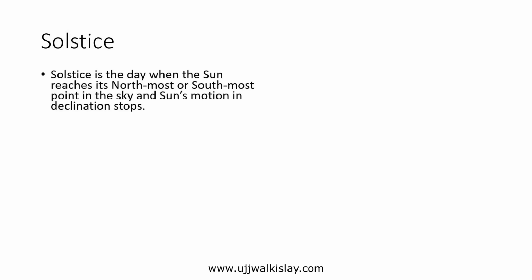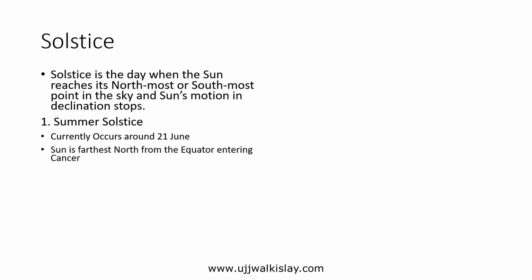Solstice. Solstice is the day when the sun reaches its northmost or southmost point in the sky and the sun's motion in declination stops. There are two kinds of solstice. First is the summer solstice and second is the winter solstice. Summer solstice occurs every year around 21st of June. On this day, the sun is farthest north from the equator, entering the tropical sign of Cancer. This is the longest day of the year.